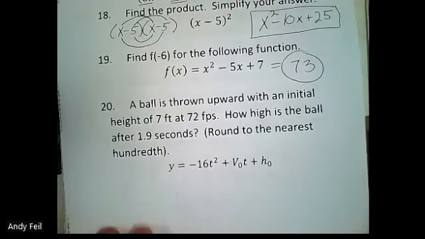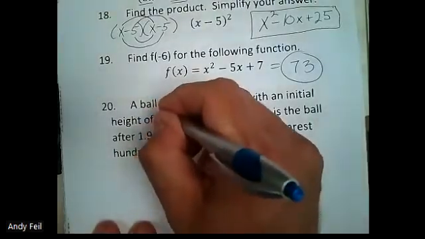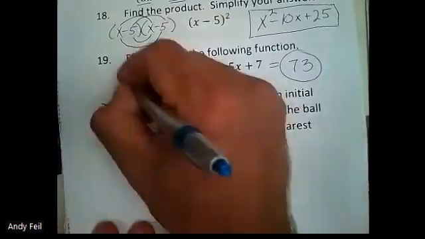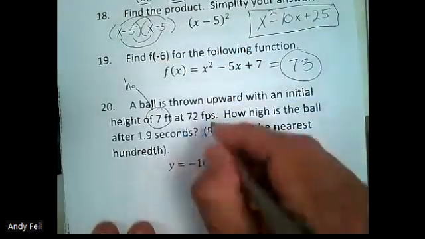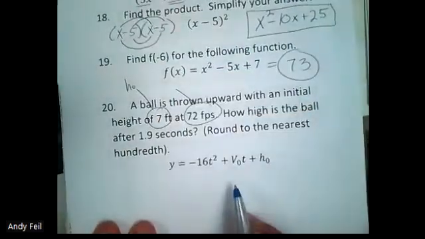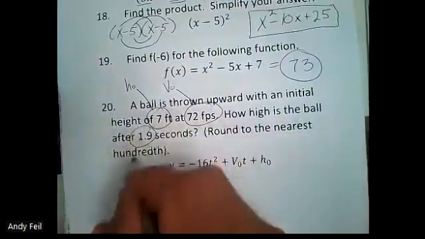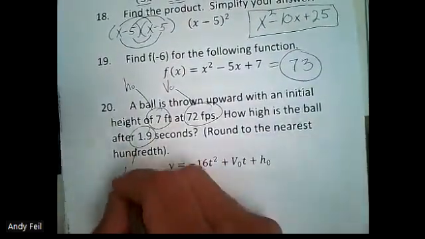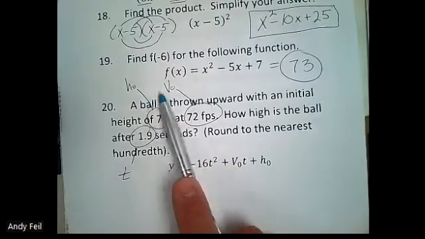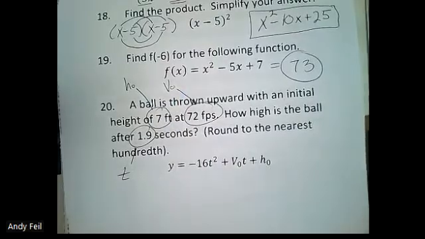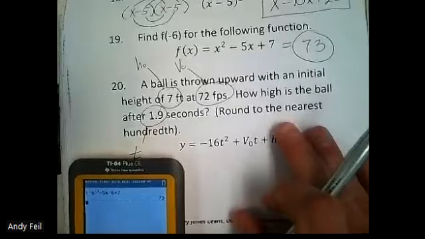Let's see, a ball is thrown upward from an initial height of 7. What's that? That's h sub o. 72 feet per second. What's that? That's v sub o. How high is the ball after 1.9 seconds? What's that? That's time. So I know h sub o, v sub o, and time. Do I know everything I need? Yeah. Here we go. And then it says round to the hundredth.